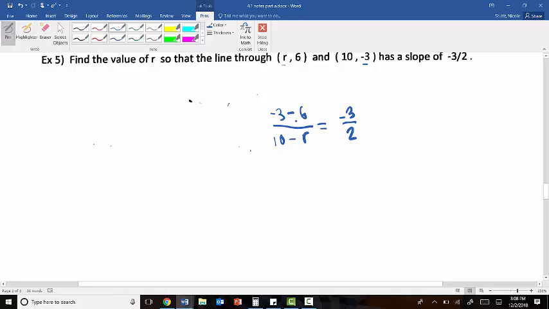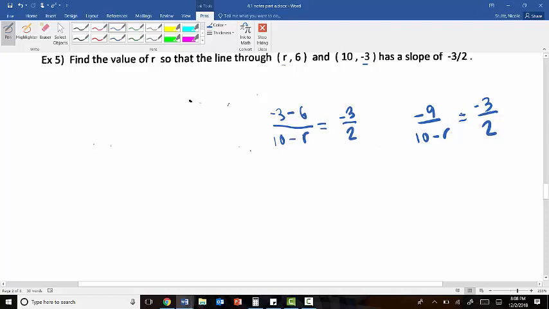So the first thing I would do is I would condense the top a little bit, and I would make it negative 9 over 10 minus r equals negative 3 over 2. Now there's lots of ways that we can solve this equation. We can multiply both sides by 2. That gets rid of this fraction. And then we can multiply both sides by 10 minus r. That's fine. That's a little bit longer.